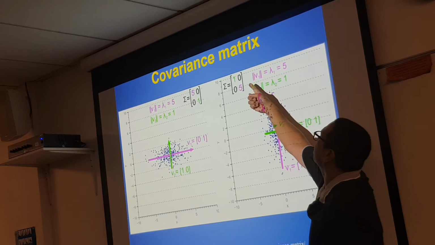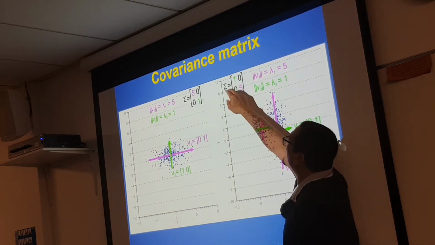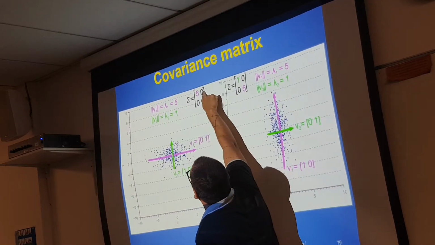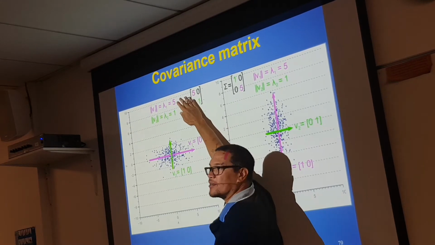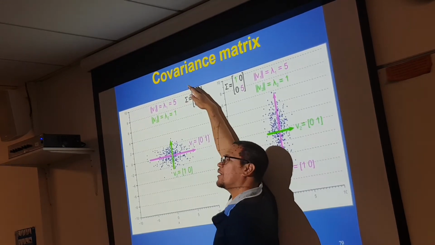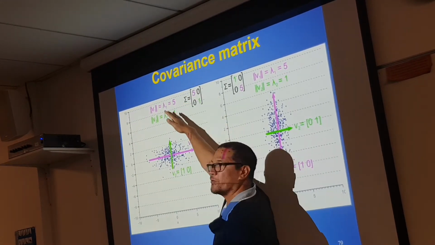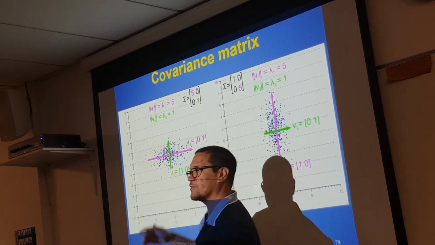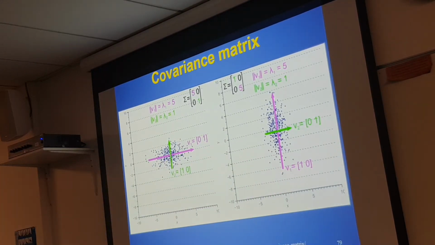The other thing I should say is that the elements above the diagonal are mirror images of the elements below. They're like a mirror image of it. And I'll show you an example.